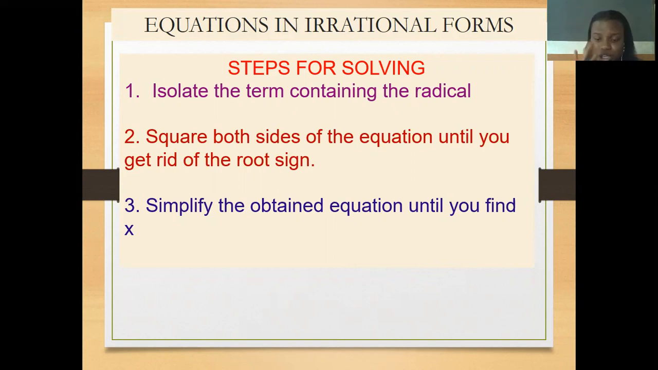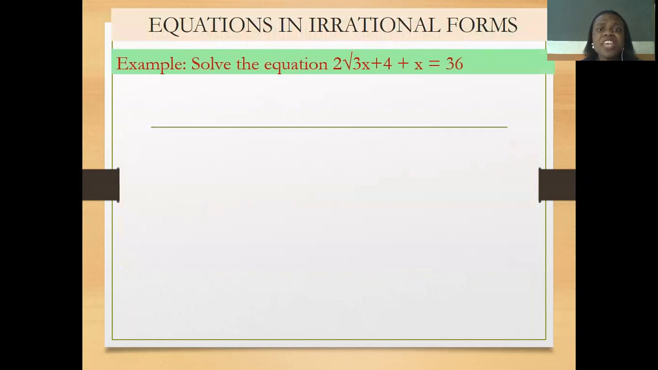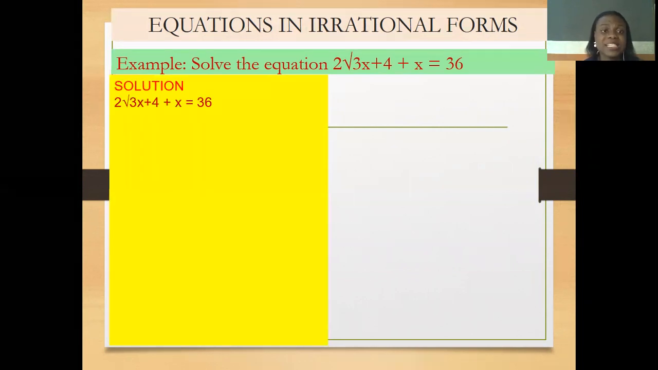Let's look at one irrational equation and see how to solve it. Solve the equation 2 root, where the root covers 3x plus 4, then plus x equals 36. So how do we solve this equation? Remember that our step 1 is to isolate the radical. The radical there is 2 root 3x plus 4.